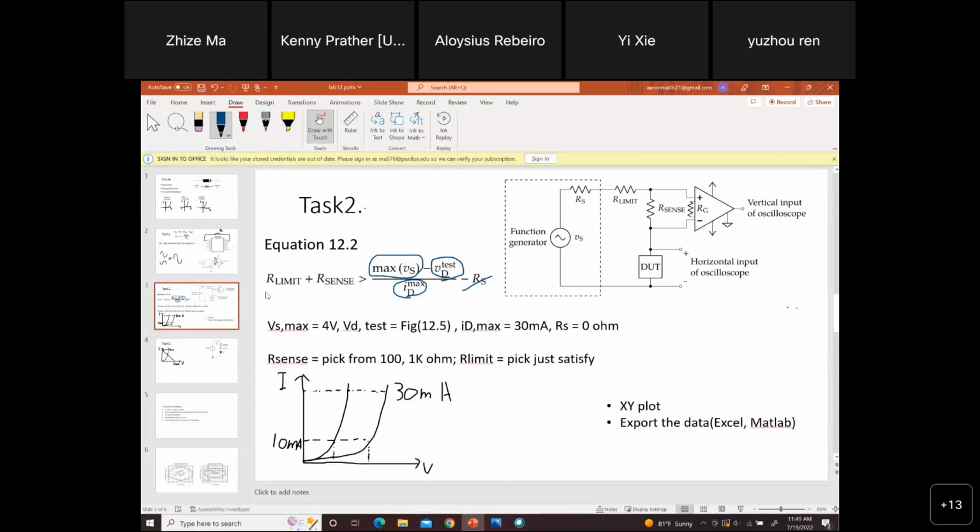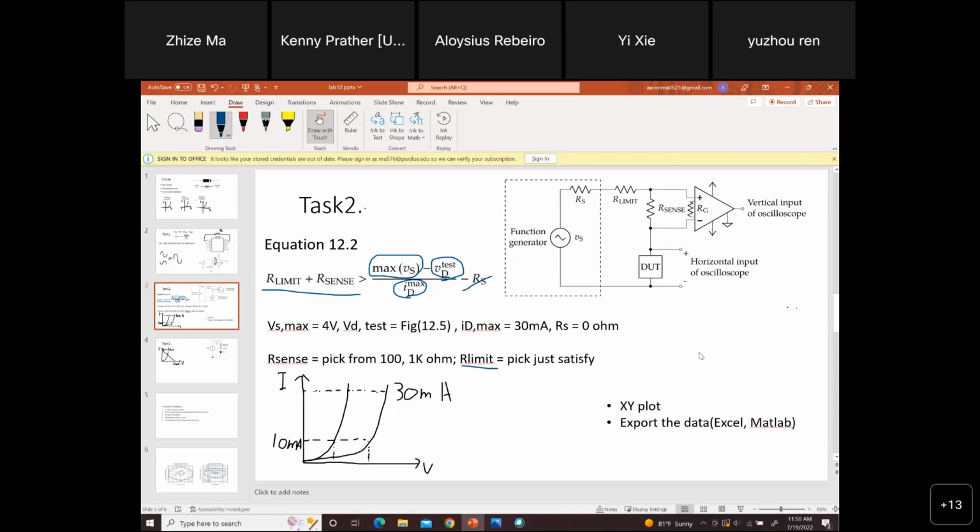Then you can find that R limit plus R sense will be greater than a value. Then you can start to pick the values for R limit and R sense. R sense is better chosen from something like 110 or 1K, so that it's easier for your calculation, because eventually you will use the voltage divided by R sense to get the current. Then for R limit, after you choose your R sense, R limit plus R sense should just satisfy the equation.